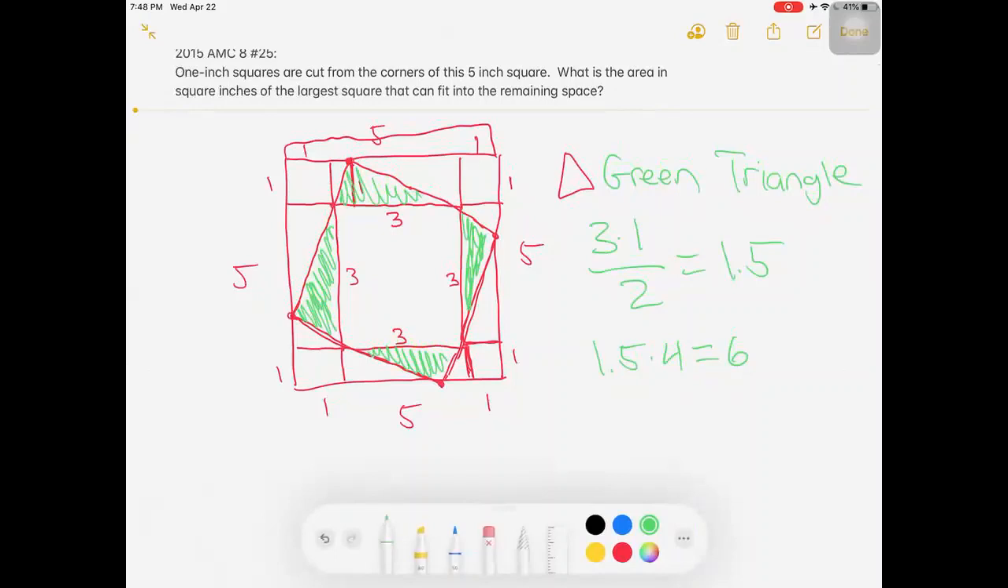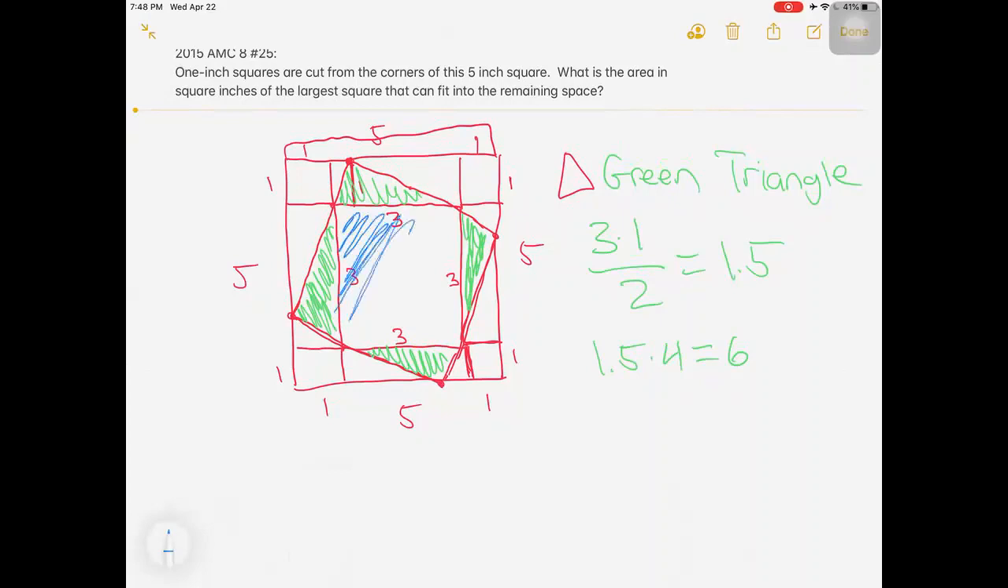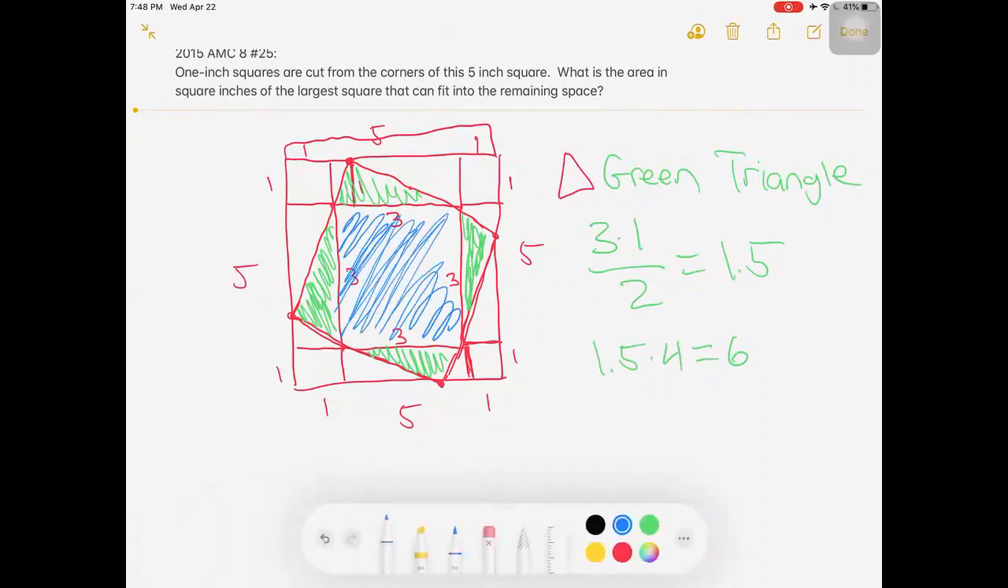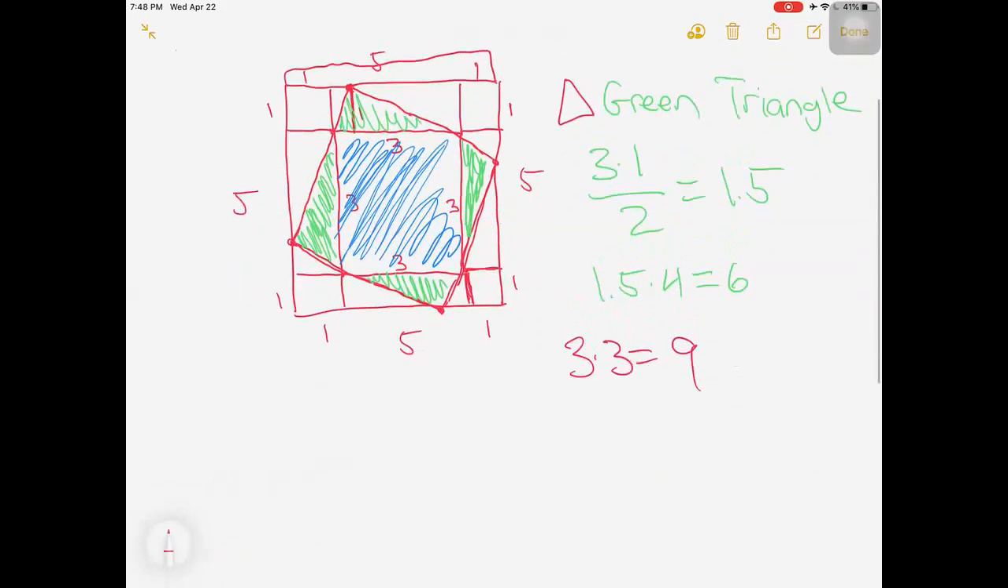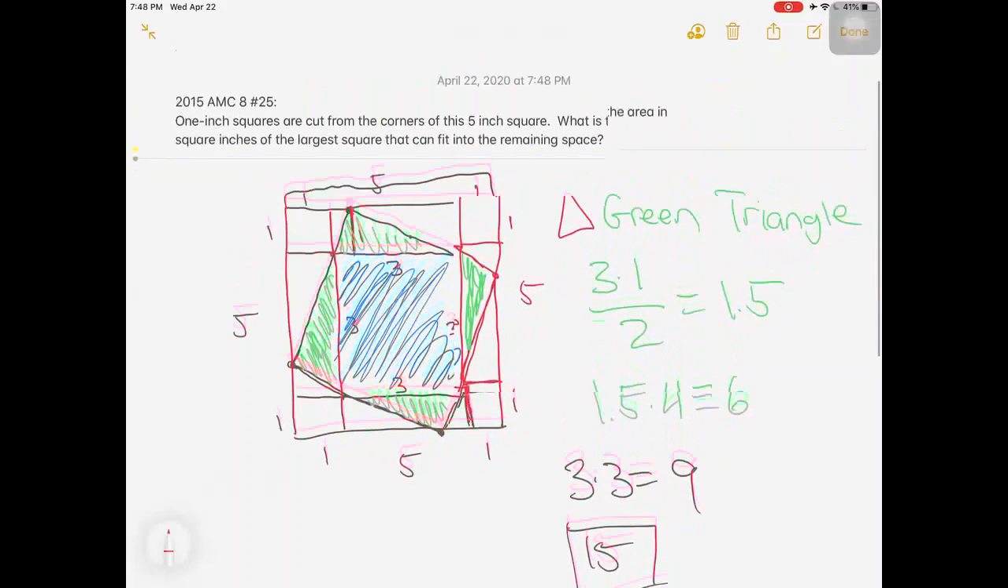And then finally, to find the area of the whole square, we just add the area of this blue middle square. We can easily find that since it's just 3 times 3, which is 9. And then once we add them up, we get 15, which is the final answer.